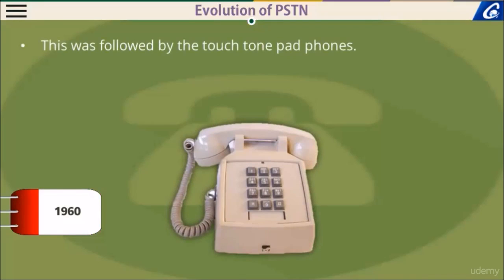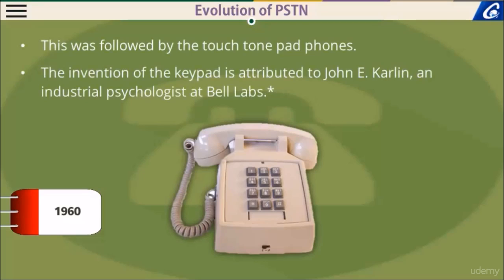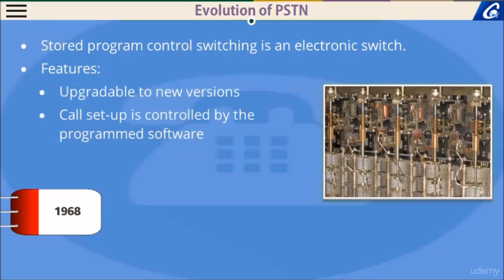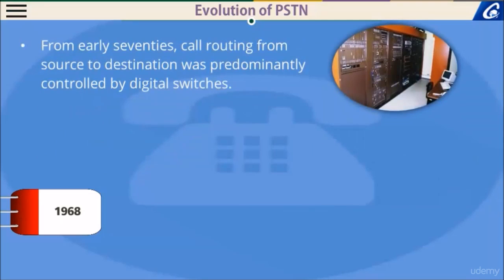This was followed by the touch-tone pad phones in 1960. The invention of the keypad is attributed to John E. Carlin, an industrial psychologist at Bell Labs. Then stored program control switching was introduced in 1968. It is an electronic switch which is upgradable to new versions. In this, call setup is controlled by programmed software, and calls are completed within nanoseconds. From the early 70s, call routing from source to destination was predominantly controlled by digital switches.